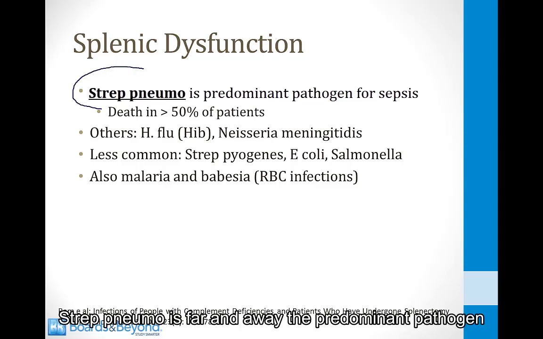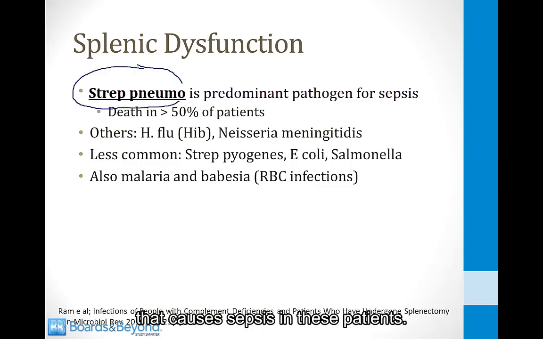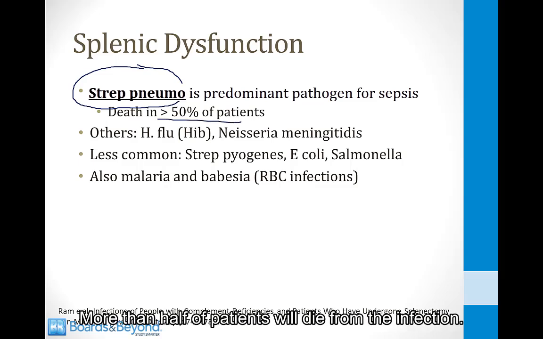Strep pneumo is far and away the predominant pathogen that causes sepsis in these patients, and an infection with strep pneumo that gets into the bloodstream if you don't have a spleen is very deadly. More than half of patients will die from the infection.